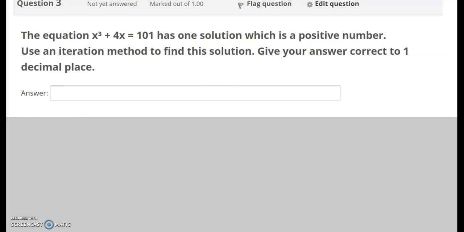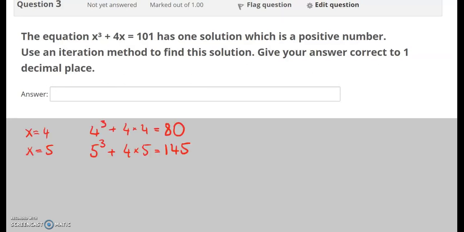If I plug in 5, for example, we'd get 5 cubed, which is 125. So that is higher than 101 already. So probably in between 4 and 5. So 4 cubed, which is 64, and 4 lots of 4, which is 16. So 64 add 16 is 80. So we know that the solution, the positive solution, will be between 4 and 5.